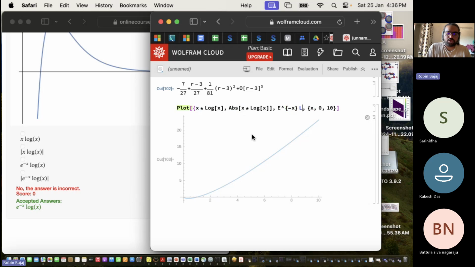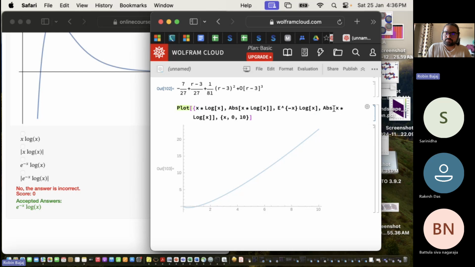Log of x. Then it's Abs again. Sorry, I should put multiply over there. Multiply over there. So, and then close the bracket.